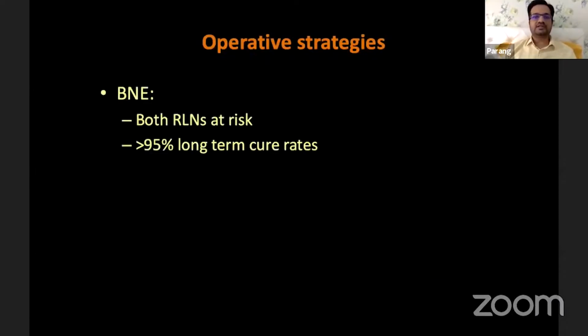So what are the operative strategies? Of course, you are all much more expert in this than me, but just to briefly tell that bilateral neck exploration carries a risk.